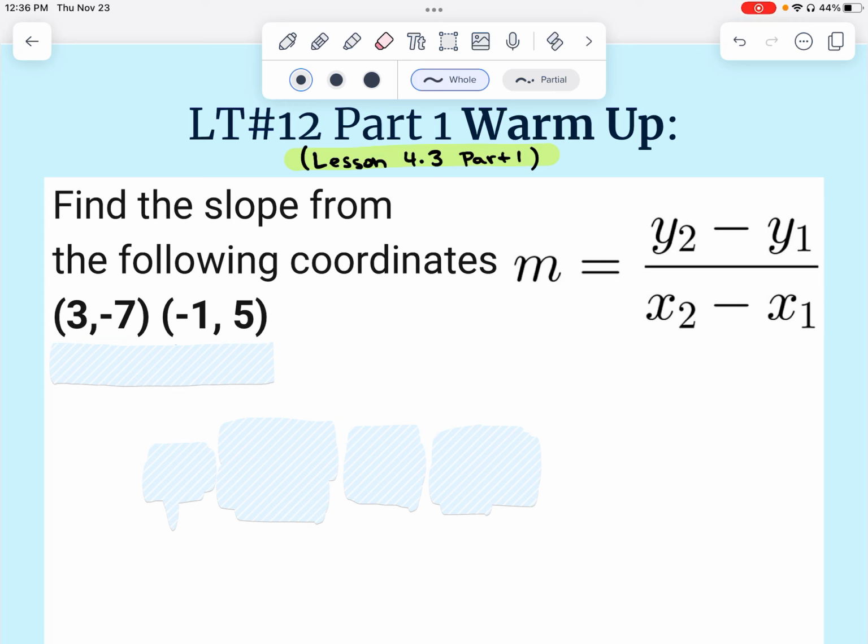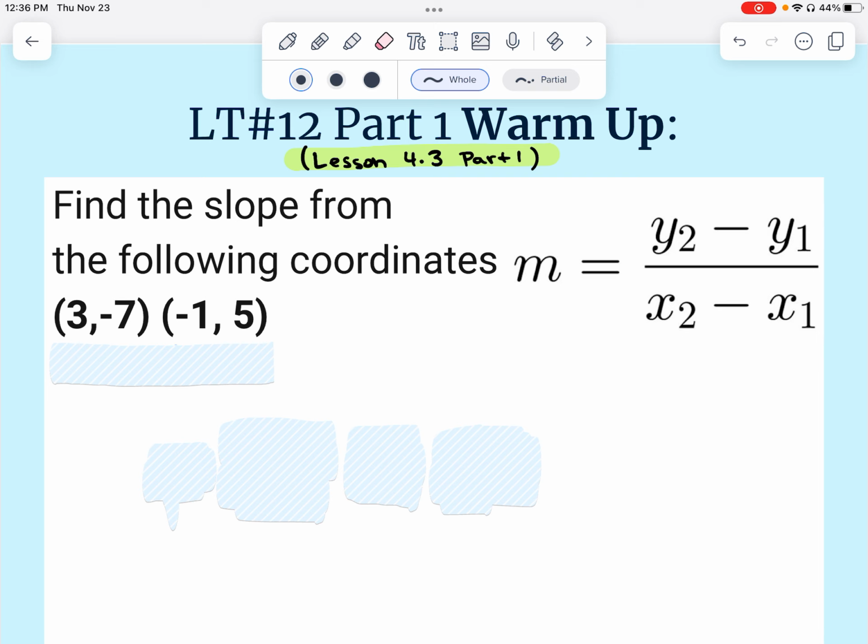So today we are talking about graphing equations. The first thing we want to do is complete the warm-up, which is on your lesson agenda. So pause the video while you complete that warm-up. When you're done, go ahead and hit play and we'll get into the lesson together.